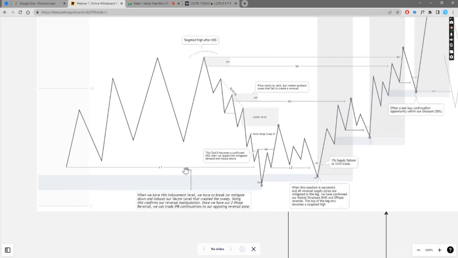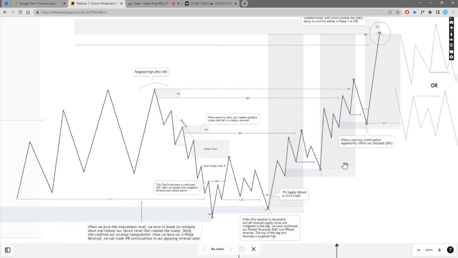So when we have this inducement level, we have to break or mitigate down and induce our vector level that created the sweep. Doing this confirms our reversal manipulation. We always want to spot our manipulation, so if we're spotting it here, it's just past this accumulation, okay? Once we have our two-phase reversal, which is something we have to go over in the future, and it comes in very different forms, so there's a lot more to it, but other than that, if we have our two-phase reversal, we can trade inducement pullback continuations, okay?